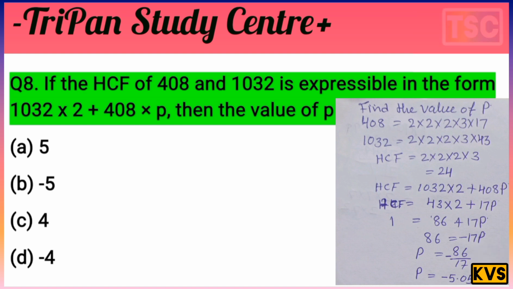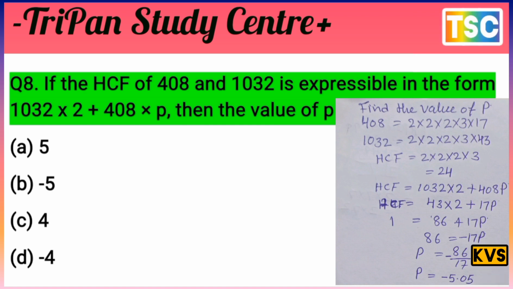Understand? And the HCF is coming here. 2 into 2 into 2 into 3 is equal to 24. It means 24. That's important. Apply it to this question easily: 24 is equal to 1032 into 2 plus 408p.